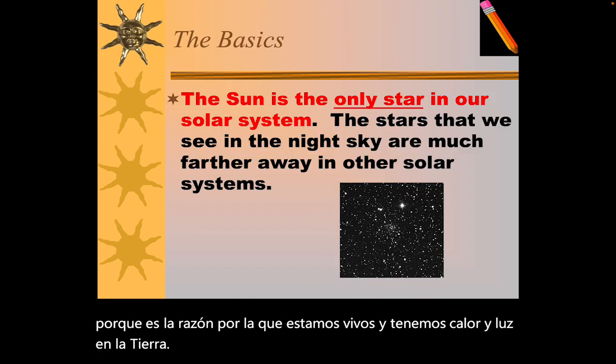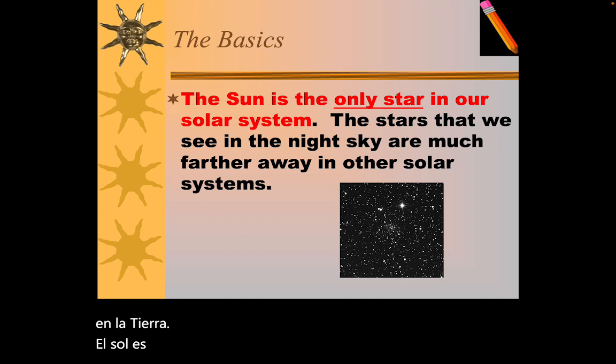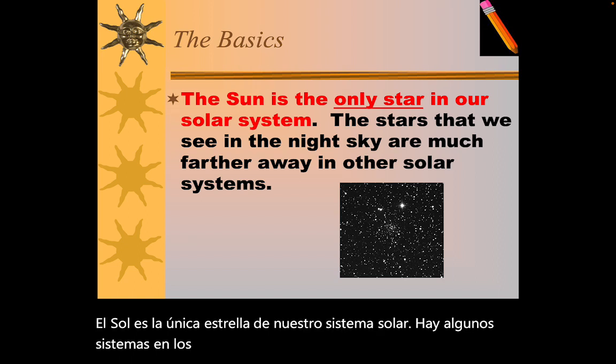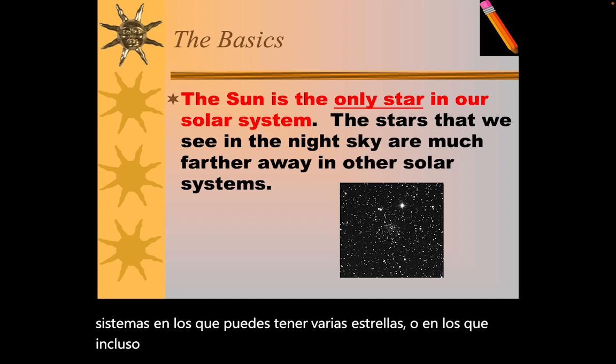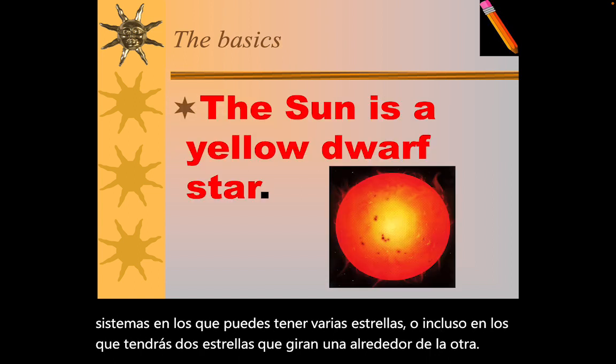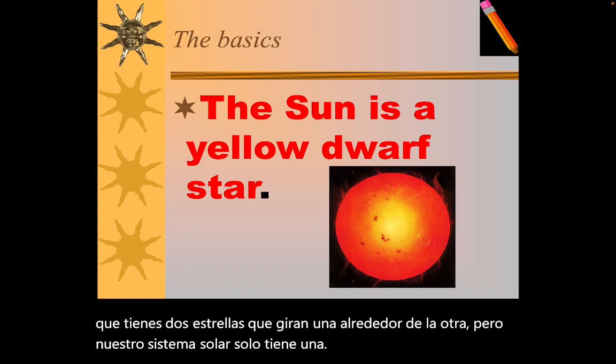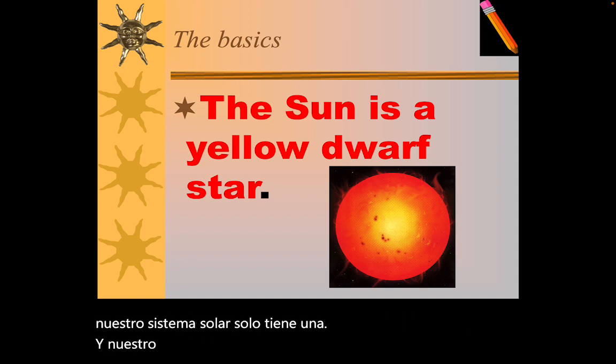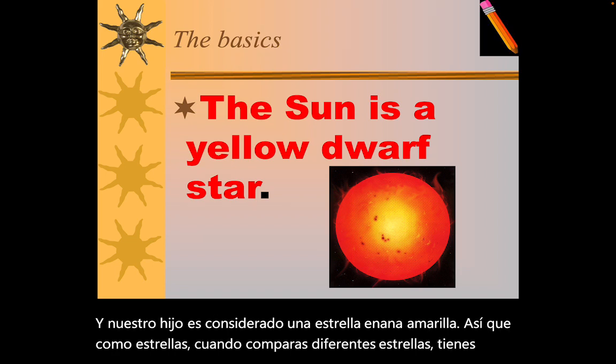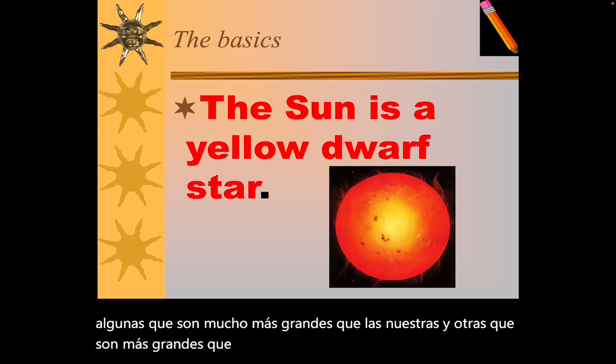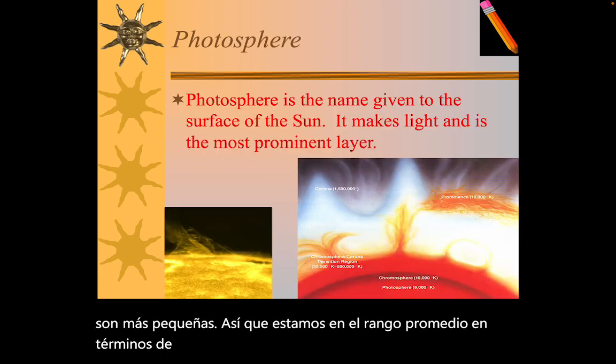The sun is the only star in our solar system. There are some systems where you can have multiple stars, or where you'll even have two stars that rotate around each other, but our solar system just has one, and our sun is considered a yellow dwarf star. As you compare different stars, you have some that are a lot bigger than ours and some that are smaller. So we're kind of in the average range in terms of size and temperature compared to other stars.